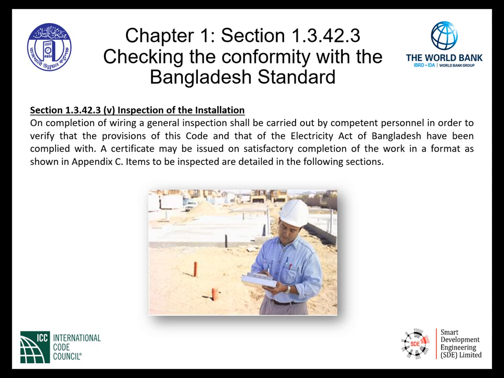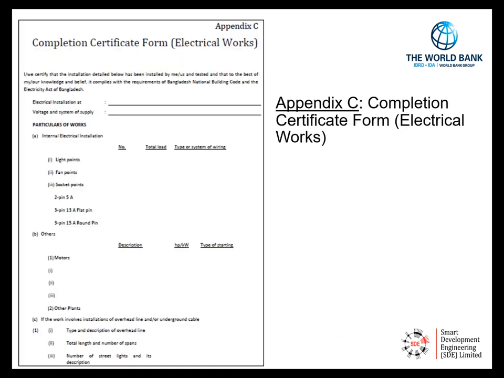We will now take a look at Appendix C and the certificate required by this section. In Appendix C, we have the completion certificate form regarding electrical works. It indicates that this is a certification that the installation detailed below has been installed by the person responsible for installing the work, and indicates several lines that need to be filled out. The electrical installation at a particular location is required. The voltage and system of supply information is required.